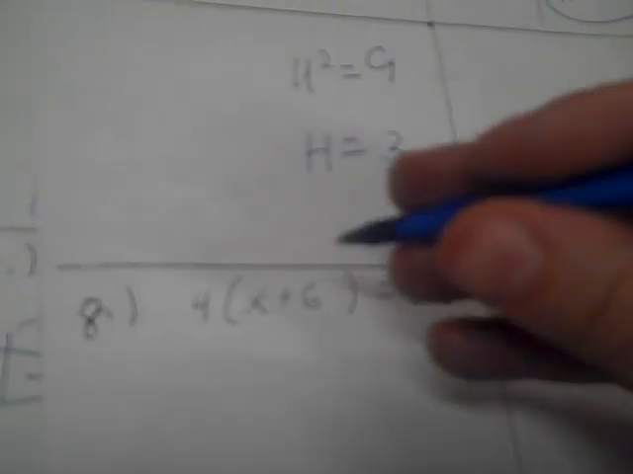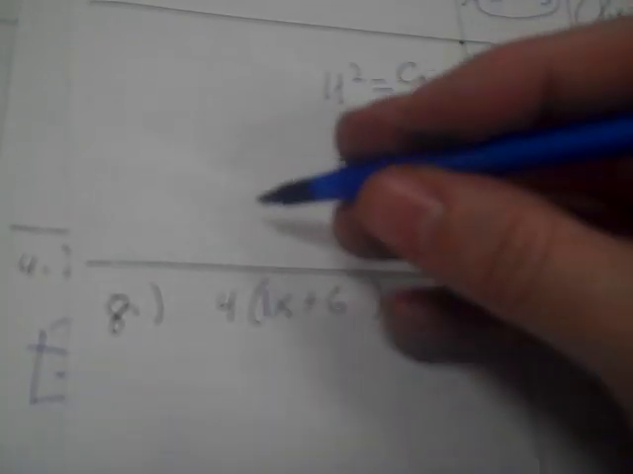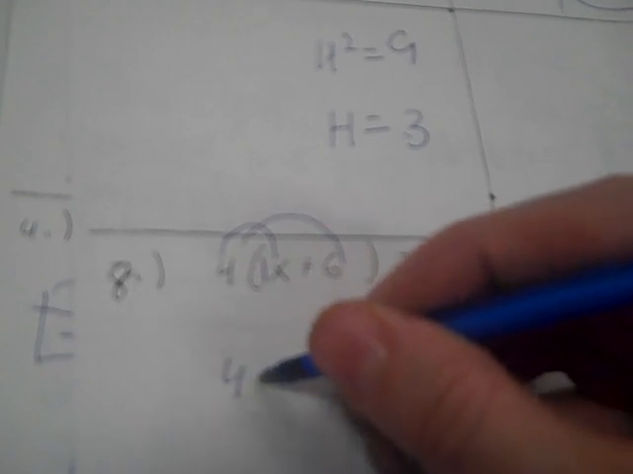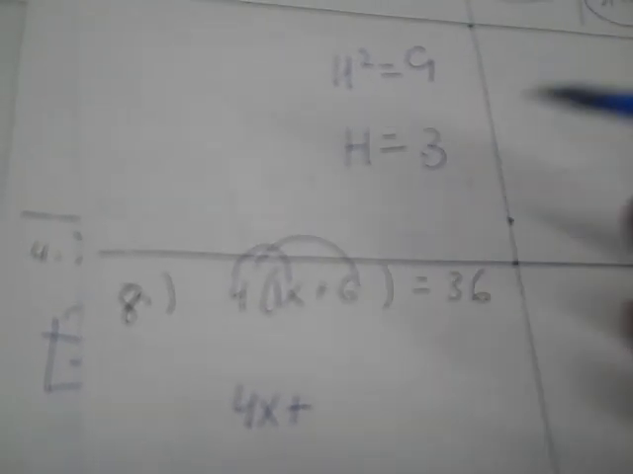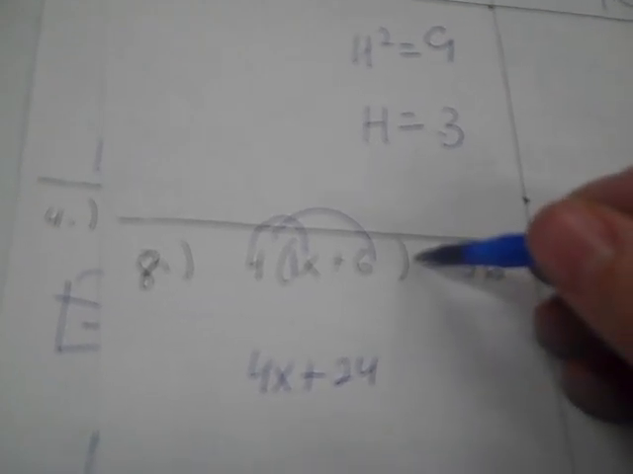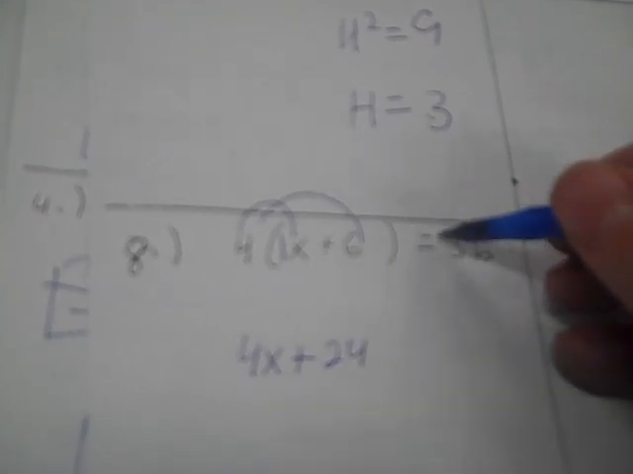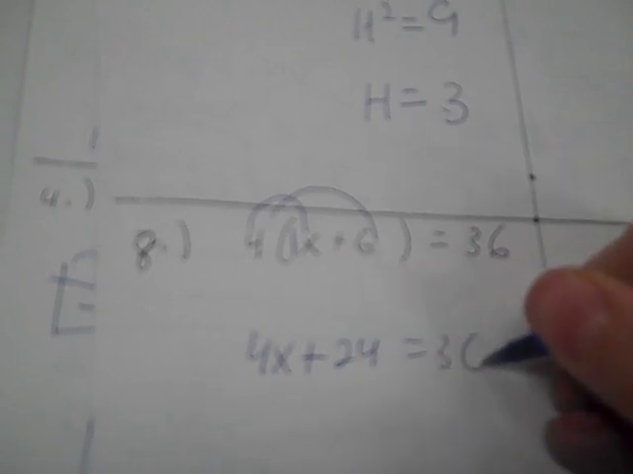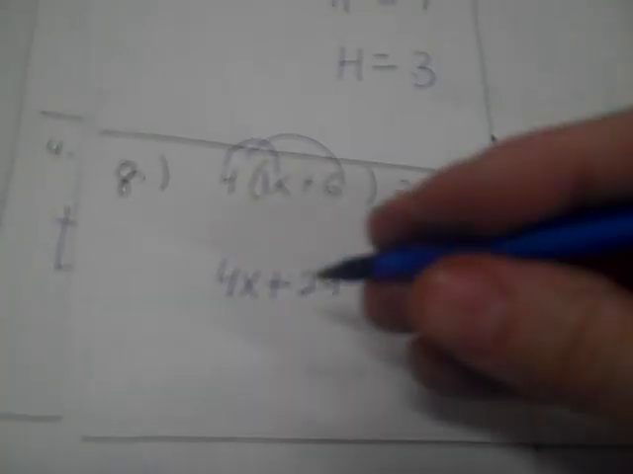Okay, looks like the same thing, but it's not blocked. So that's a totally different ball game. Okay, that's a nice problem because 4 times 1x is 4x, and 4 times 6 is 24. And then I don't have anything. I don't have a plus or minus after the parentheses. I just go equals 36. So just get that x by itself.